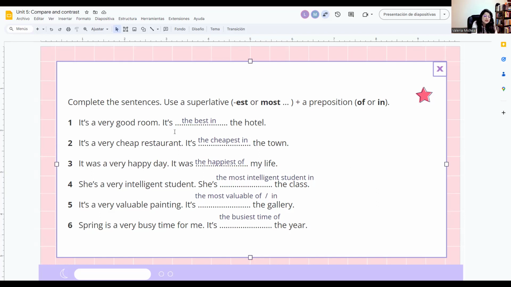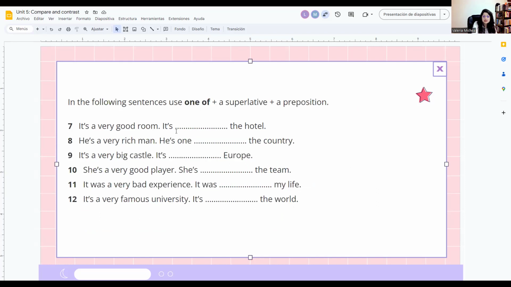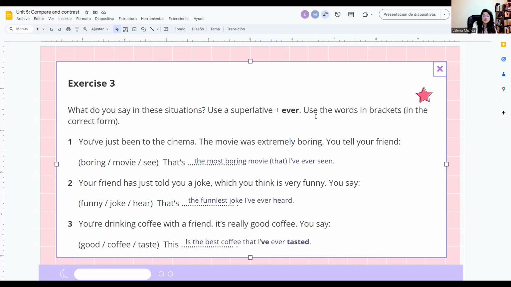That's what we did. And we also completed another exercise, which was this one: using the superlative with the present perfect. So we read situations and we used the superlatives. For example, you've just been to the cinema, the movie was extremely boring, and you tell your friend, that's the most boring movie that I've ever seen. All right, so I am using the present perfect here.